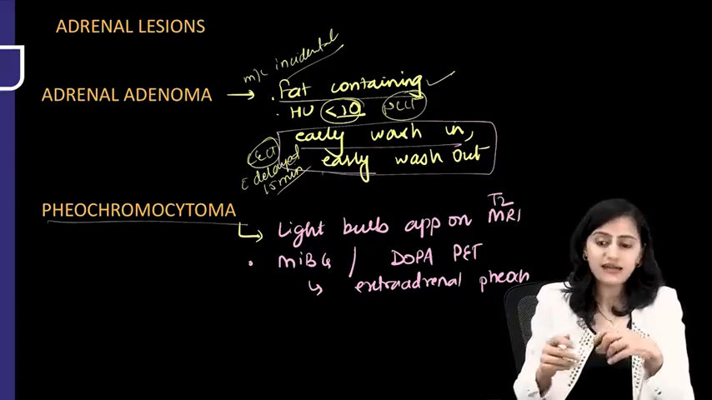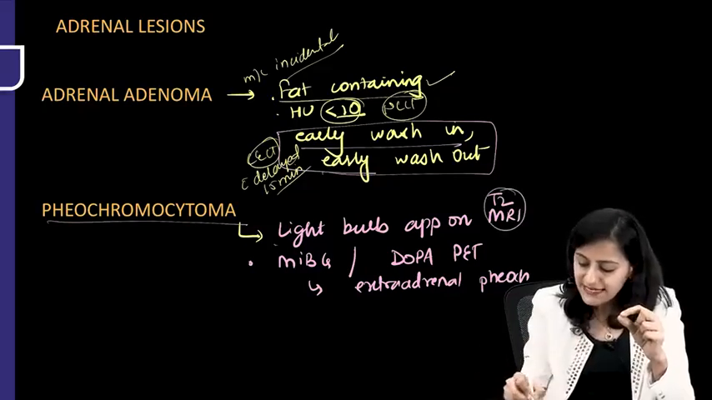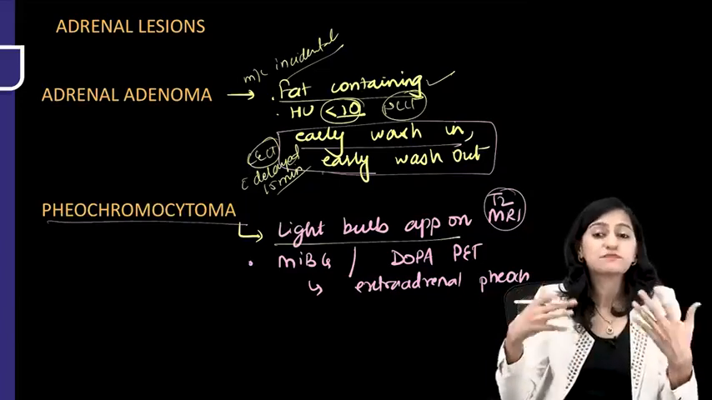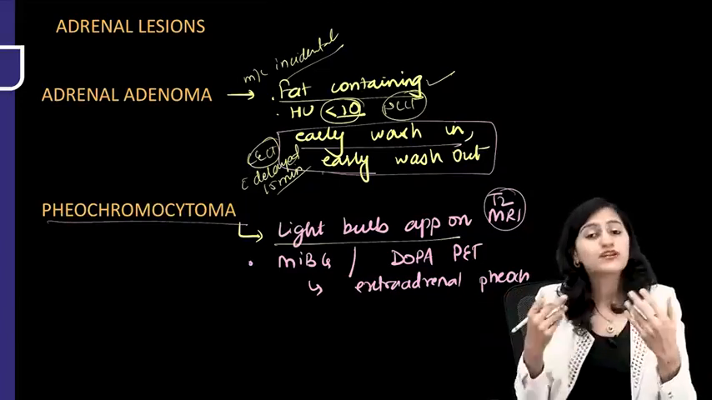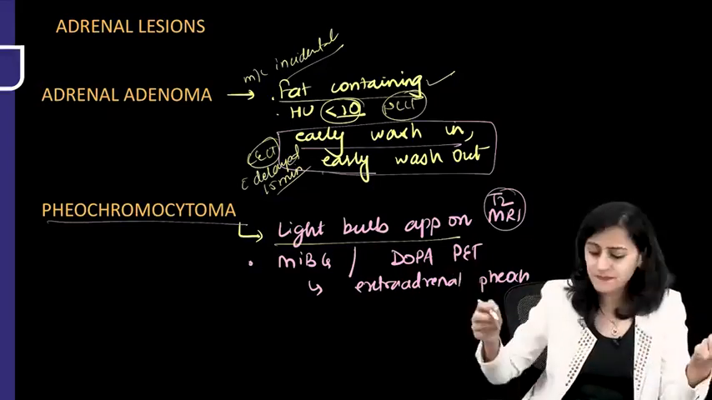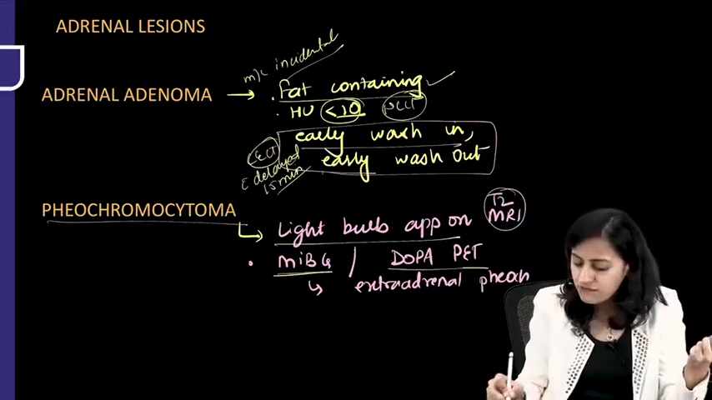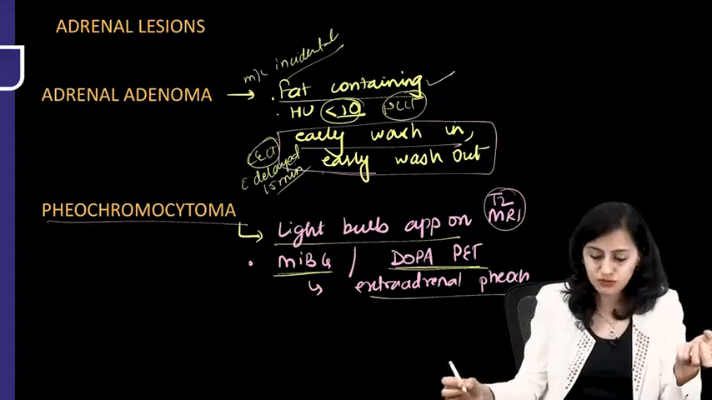Pheochromocytoma, on the other hand, on T2 weighted MRI, it would show this light bulb appearance. It will appear bright, light bulb appearance on T2 weighted MRI. What nuclear scan do we do for pheochromocytoma, especially if it's extra-adrenal? MIBG scan or even DOPA PET is what we can do for extra-adrenal pheochromocytoma.